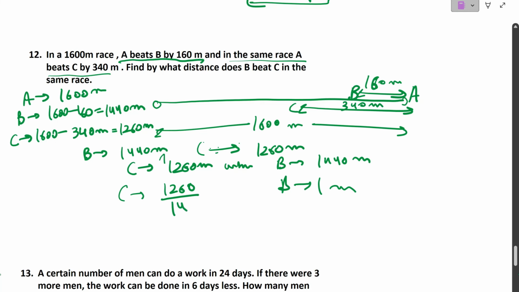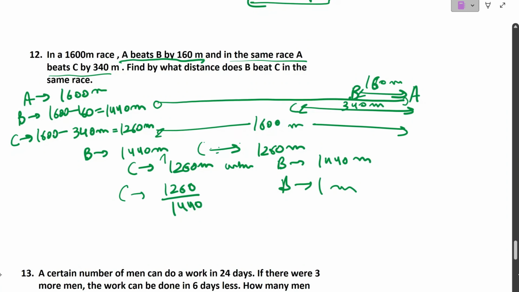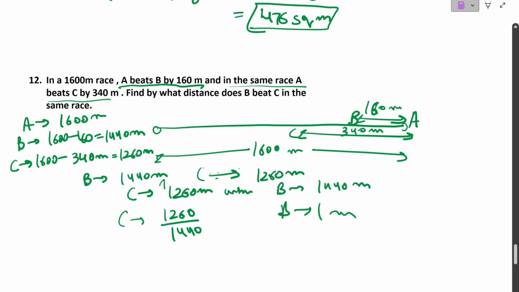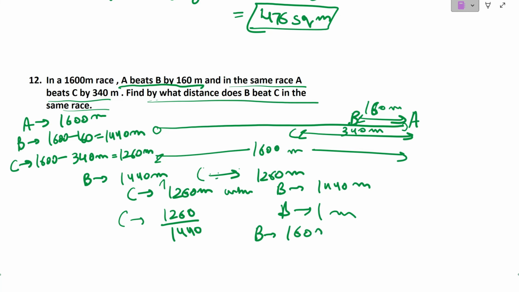1260 divided by 1440. This is how much C covers when B covers 1 meter. Now we have to find out by what distance B beats C in the same race. It means when B covers 1600 meters, then how much does C cover? 1260 by 1440 into 1600.